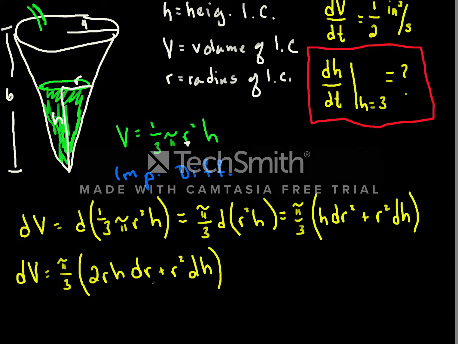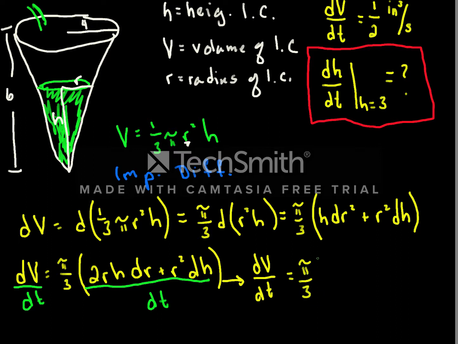So once I've differentiated and I've got down to all my basic differentials, I'm going to divide everything by dt. So divide this by dt and divide this by dt. And so I get that dv dt is equal to pi over 3 times the quantity 2rh dr dt plus r squared dh dt.